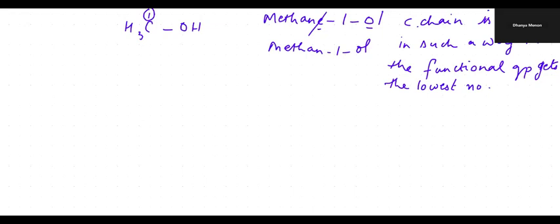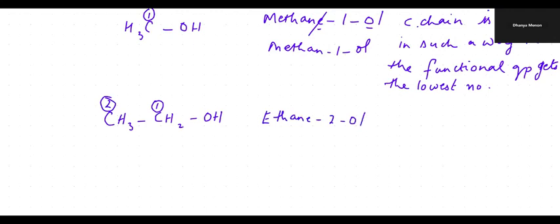If I have a structure like this, CH3, CH2, OH, definitely we number from the carbon atom that has the functional group. So what will be the name? Ethane, 2-ol. Because O and E are coming near each other, I remove this E. Sorry, ethan-1-ol. The functional group is at the first position, right? Because it's the first position, you can ignore the 1 also, no problem.